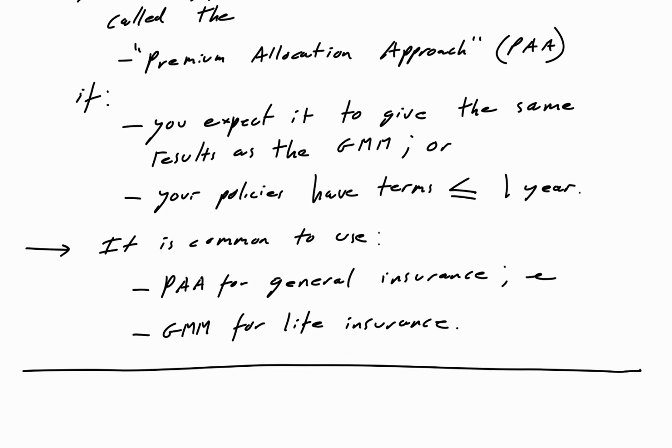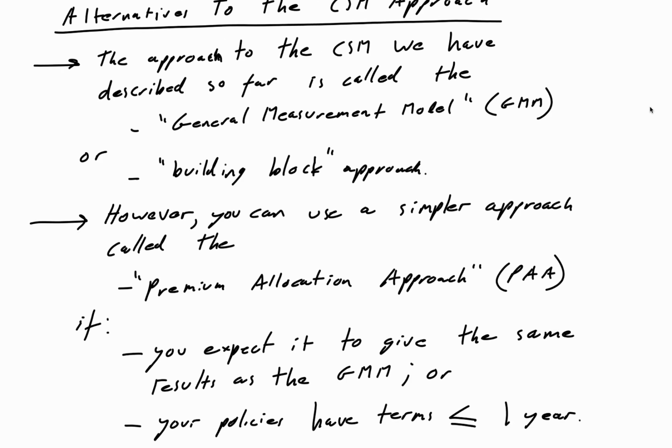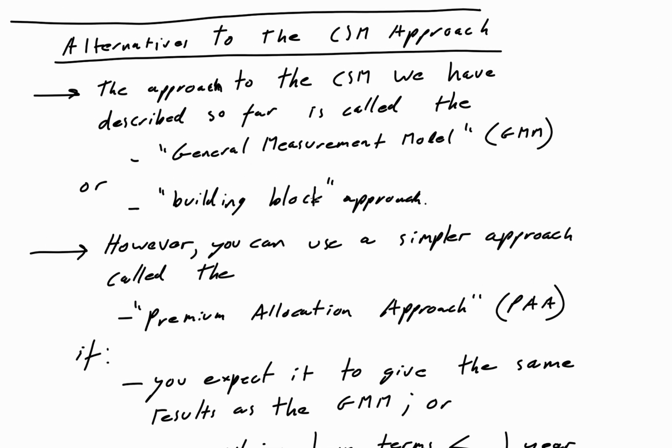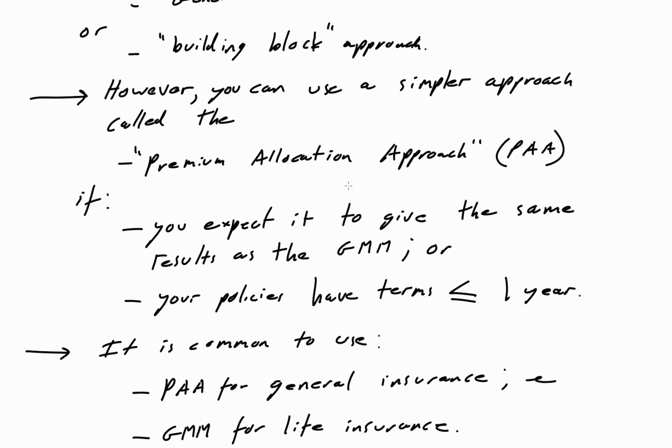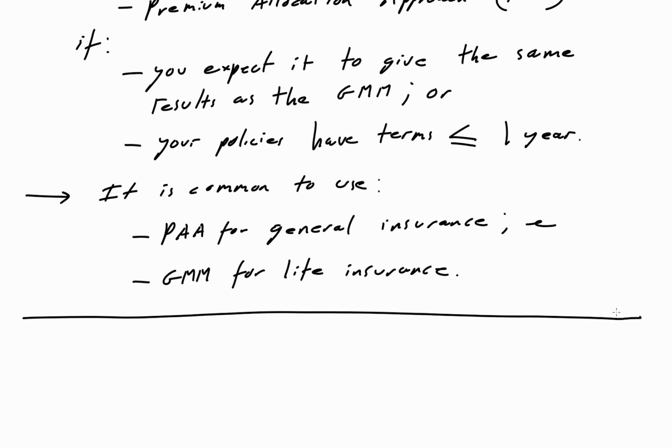Okay, so basically just some terms that you need to be aware of. What we've been talking about so far, you might hear being called the building block approach or the general measurement model. There is a simpler approach that you can use instead if it's going to give the same results as the GMM. That's called the PAA. But you can also use the PAA for policies that have terms of less than or equal to 1 year. So we end up in this situation where often the PAA, which I haven't gone into in any detail here, I'm just telling you what it's called, will be used for general insurance, and the GMM will be used for life insurance. Okay, let's stop this video there.